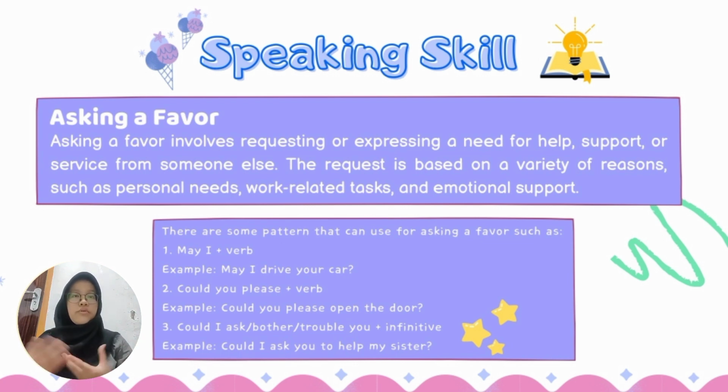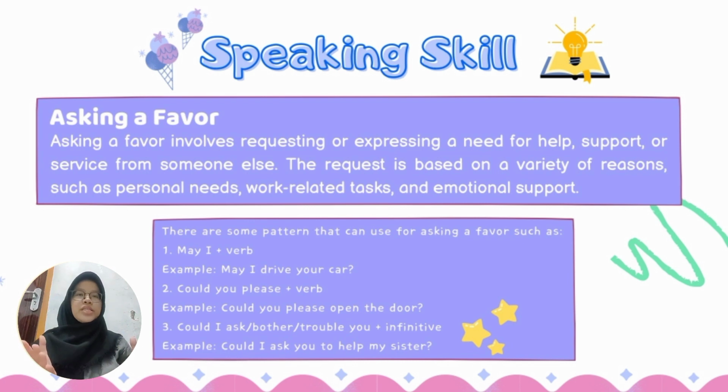For example, to our friends, our family. So there are some patterns that we can use to ask a favor in our environment. First pattern is may I plus verb. For example, may I use your car? May I use your pen? May I use your pencil? That's the example for the first pattern.